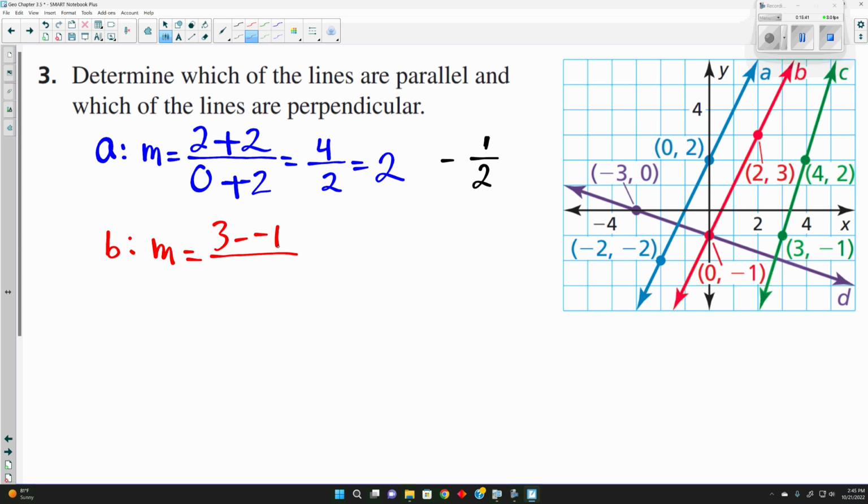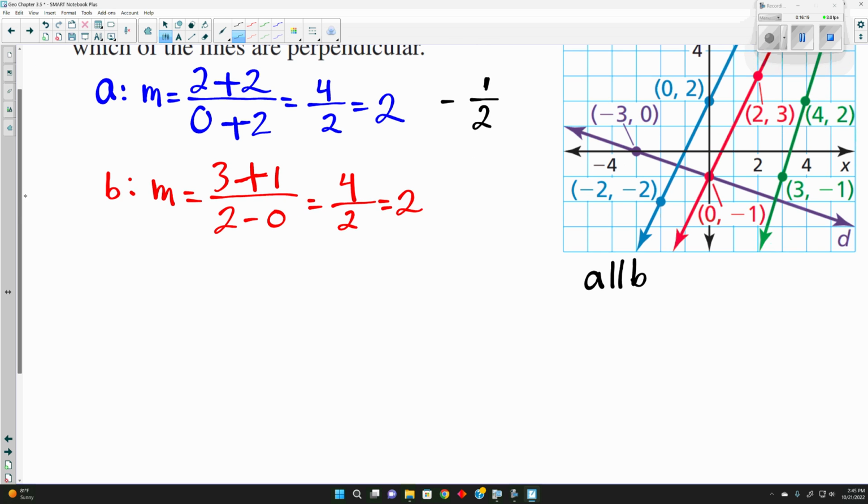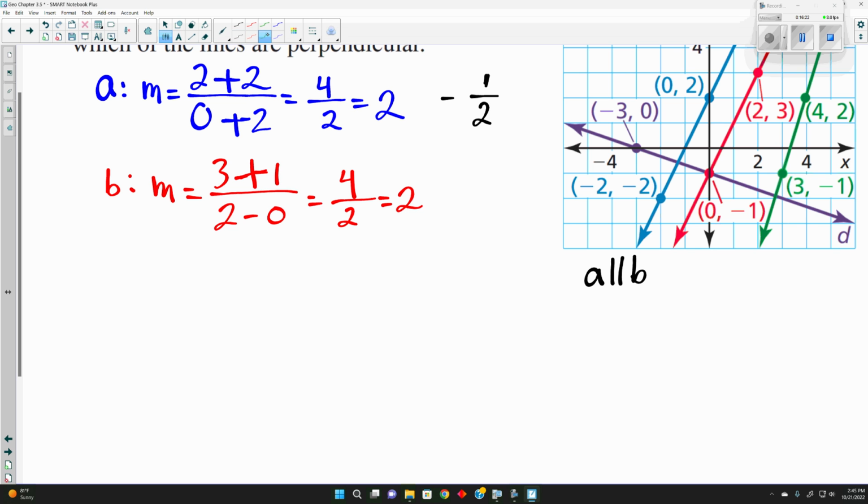3 minus negative 1. 0. In the numerator, negative makes a plus, so we have 4. 2 minus 0 is 2. And we get a slope of 2, yes? Can we say anything so far? A is parallel to B. Most likely.